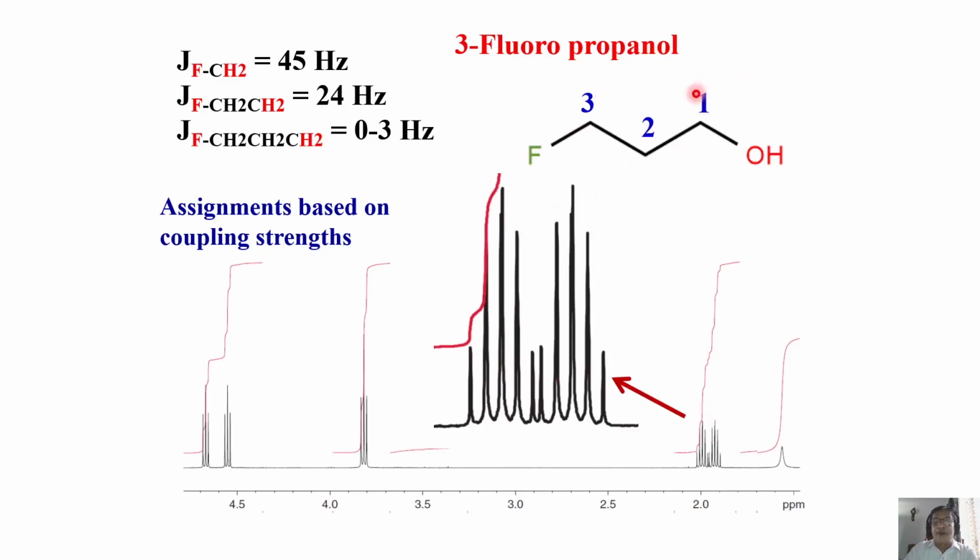Then what is proton 1? Proton 1 is far away and long range coupling to fluorine is 0 to 3 hertz. Sometimes you may not get it resolved. You may not be able to see that. No problem. Then it is coupled only to the CH2 which is attached to it. As a consequence, proton 1 is a triplet. So assignments based on the coupling strength you can make easily. The simple analysis of a molecule based on the heteronuclear coupling strength you can also do.